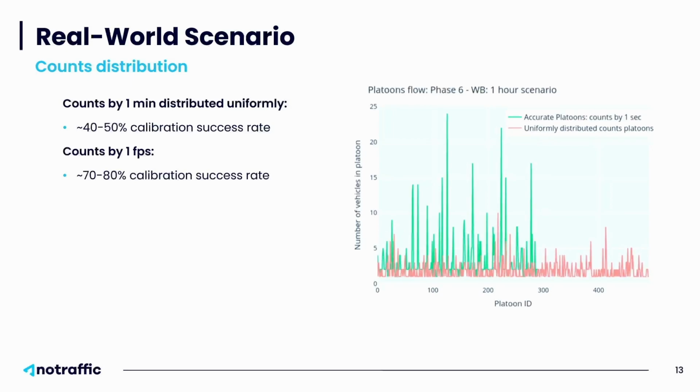So we moved to another method, which is to take the counts by 1 FPS. Not aggregating everything, just taking the raw data we have from the sensors and building the arrivals accordingly. And in this method, we were really able to catch the big platoons that we wanted to catch. The first method gave us a calibration success rate of between 40 to 50%, while the second one gave us between 70 to 80%. It had a great impact.